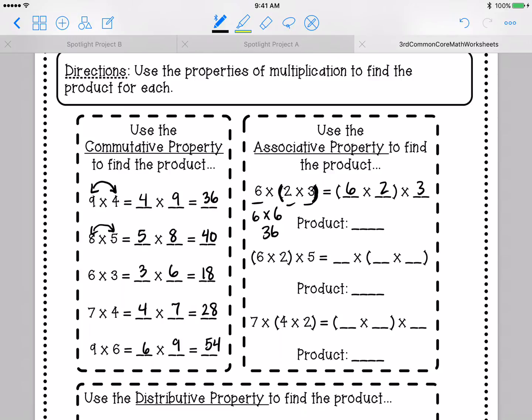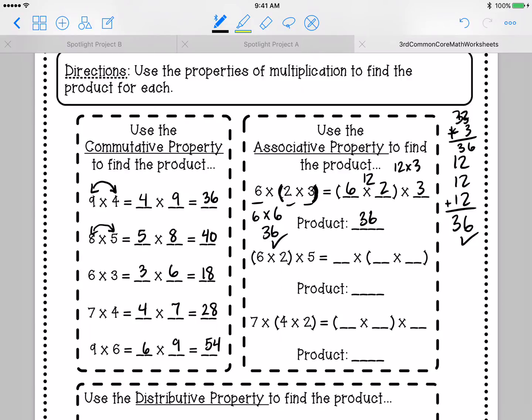Let's see if it works for this one. 6 times 2 is 12. And then we go 12 times 3. I'm going to do 12 plus 12 plus 12. 12, 24, 36. I can also do my 12's trick. 12 times 3. You do 3 times 11, which is what? 33. And then you add 3. So 33 plus 3 is 36. Whatever strategy works best for you. We get the same product. 36 here, 36 here. It worked. So that's good.